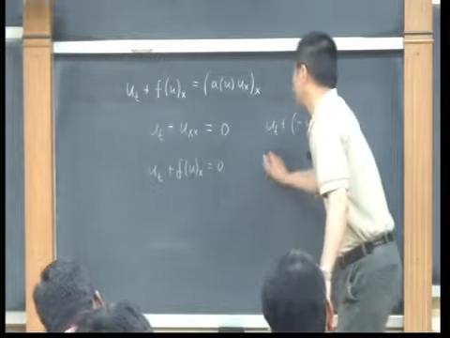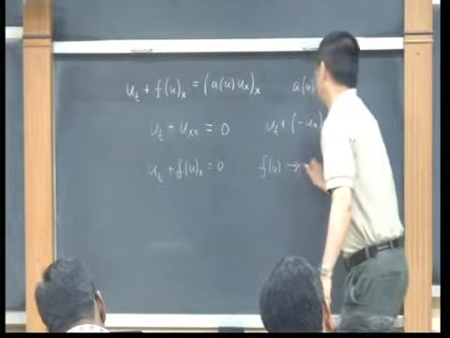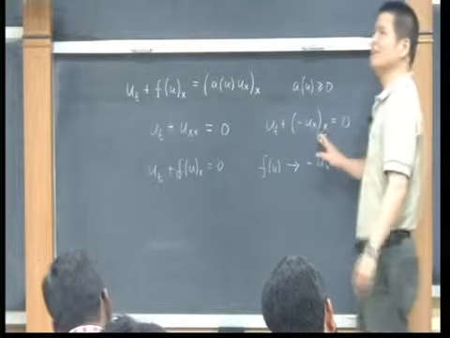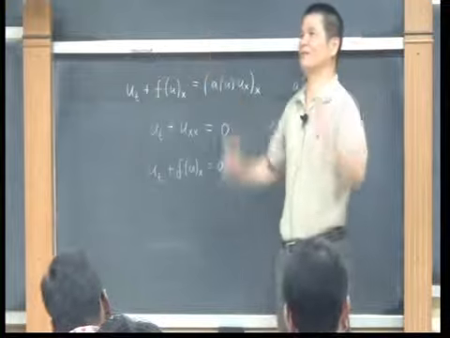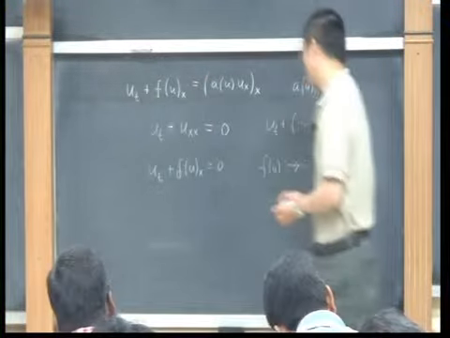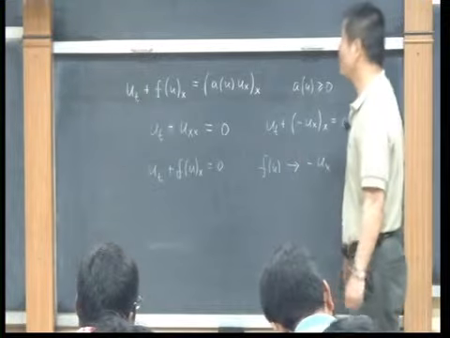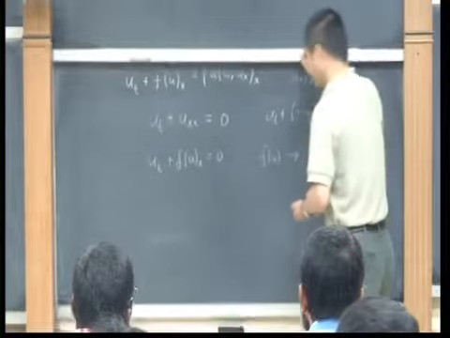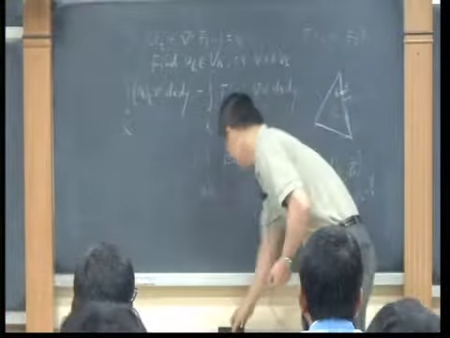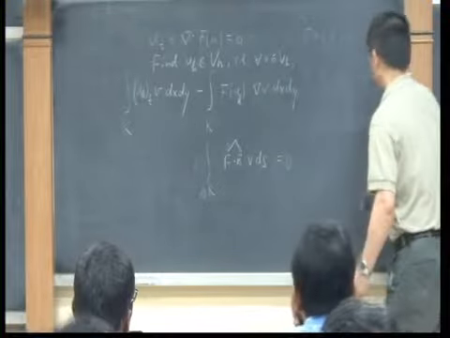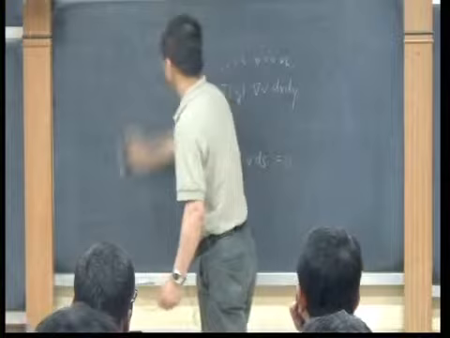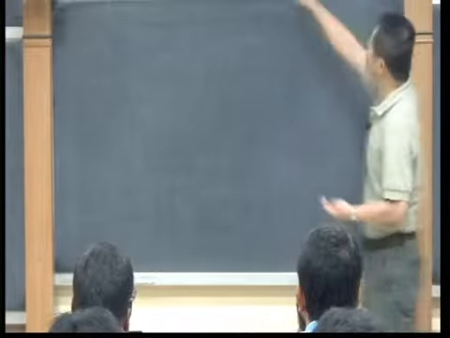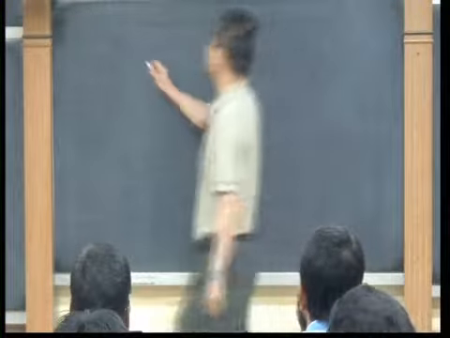In other words, if you replace f(u) by minus u_x everywhere, then formally the heat equation is written in a so-called conservation law form. Right? But of course, this is only formal. So let's see what the scheme would become. Yesterday, the scheme for u_t plus f(u)_x equals 0 was this.